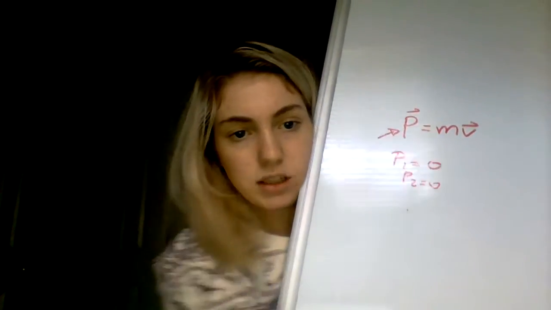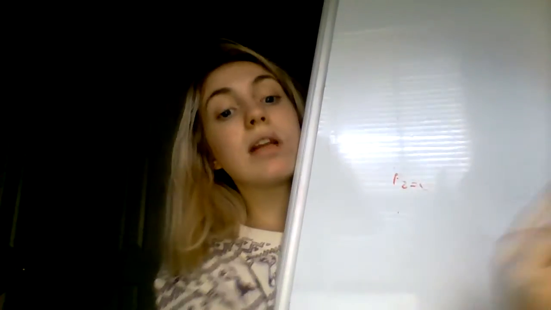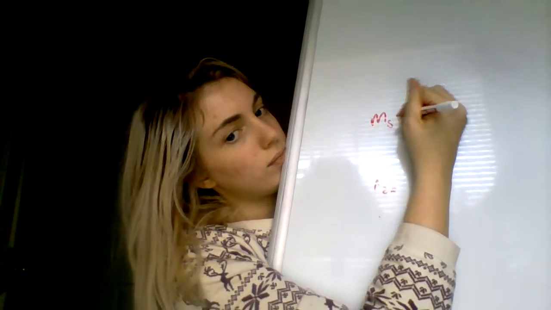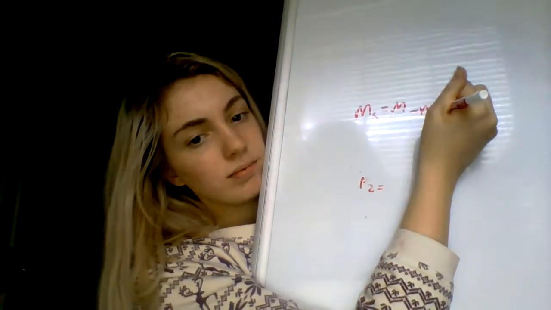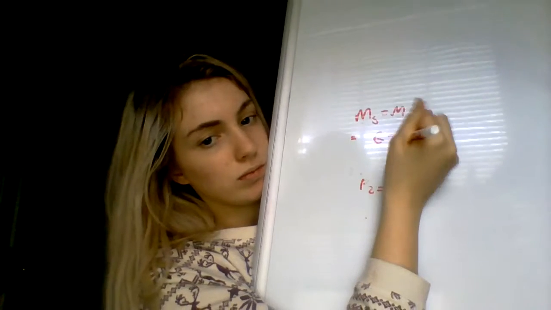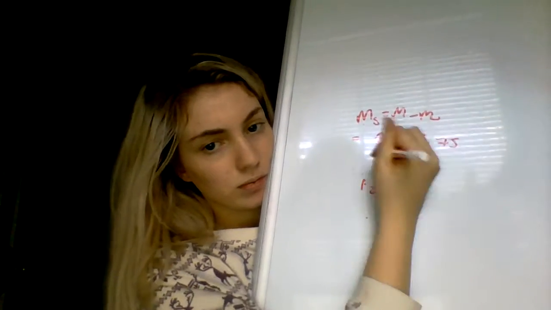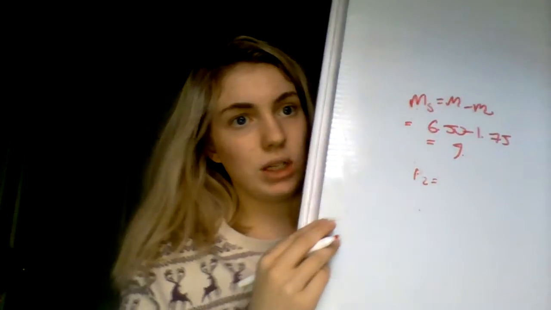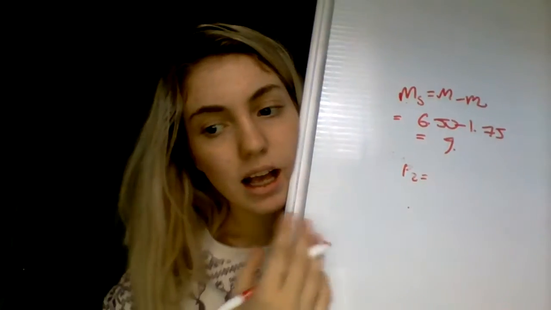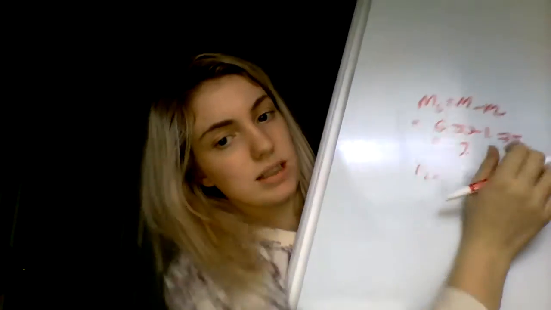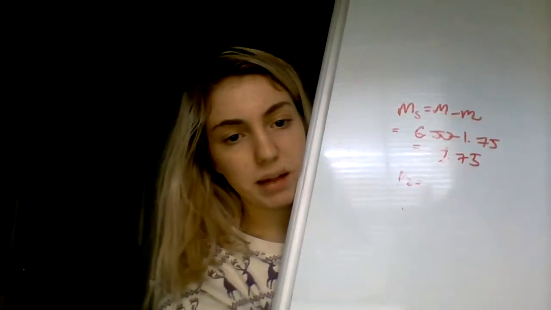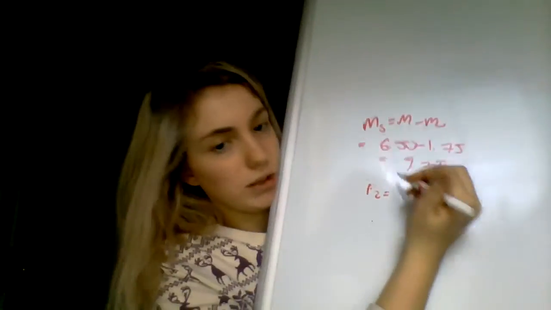Okay, so first we should calculate the mass of the squid only, as follows. It is the overall mass minus the amount of water in there, so it's 4.75. And then we plug in our values for the velocity of the squid and the mass of the squid.